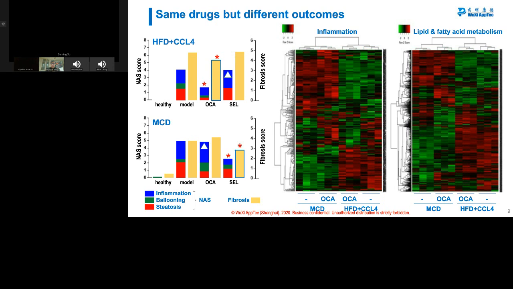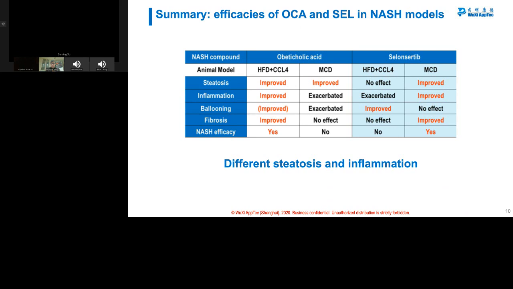Okay, so this slide summarizes the histopathology result of both compounds in both animal models. The pharmacological effects of these two compounds in these two models are, I would describe, as diametrically opposite in 3 out of the 4 histopathology features, namely steatosis, inflammation, and fibrosis. As you can see, same compound in different models, the outcomes are different in the two models. So basically, I've shown evidence that inflammation and steatosis are different in these two models.